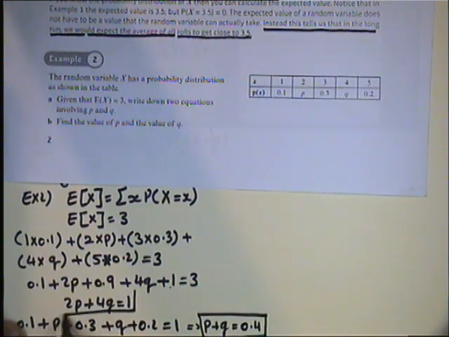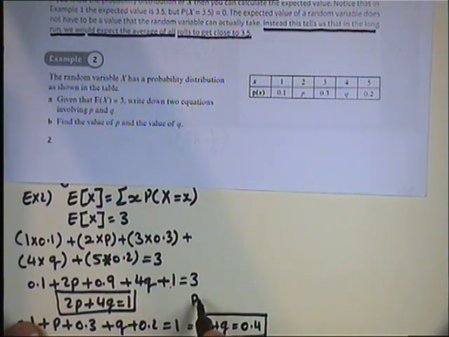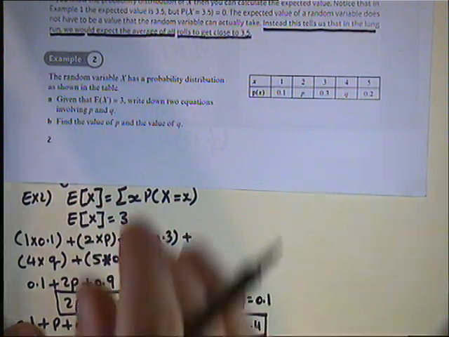And we have 2p plus 4q is equal to 1. Solving this simultaneous equation, I leave it as homework for yourself to do that. You should get p equals 0.3 and q equals 0.1.